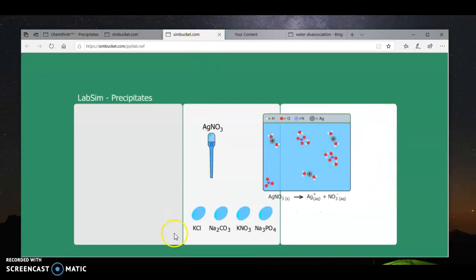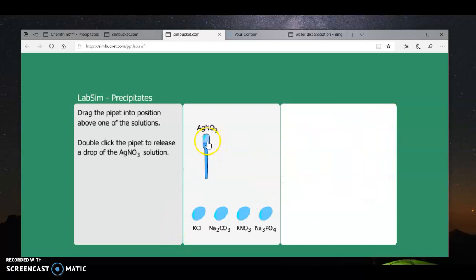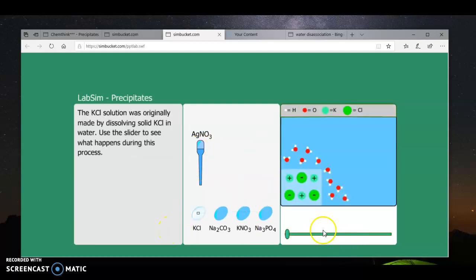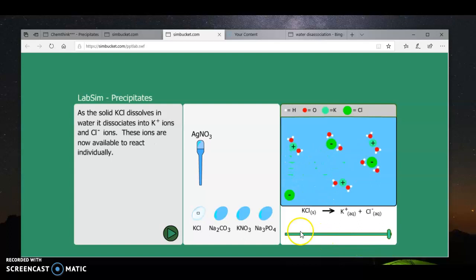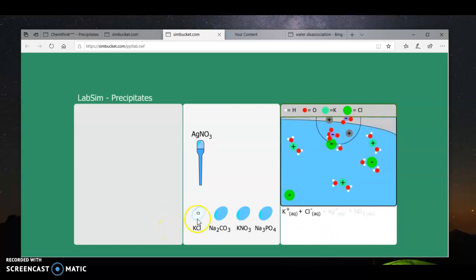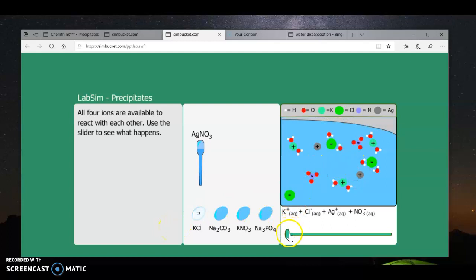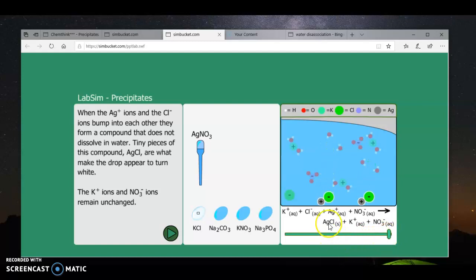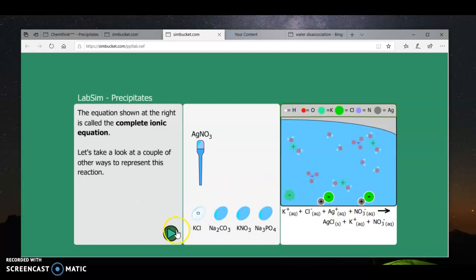Now let's take a look at the simulation. Let's take this pipette of silver nitrate and put a drop in potassium chloride. And as you can observe, the potassium chloride turns white. So let's take a look. Potassium chloride also dissociates in water to form these ions. Now when we introduce silver nitrate ions, what we observe is that the silver and the chloride come together to make a solid compound. So the silver, the Ag+, and the chloride, the Cl-, ions come together to form solid silver chloride. That's why the solution turns white.